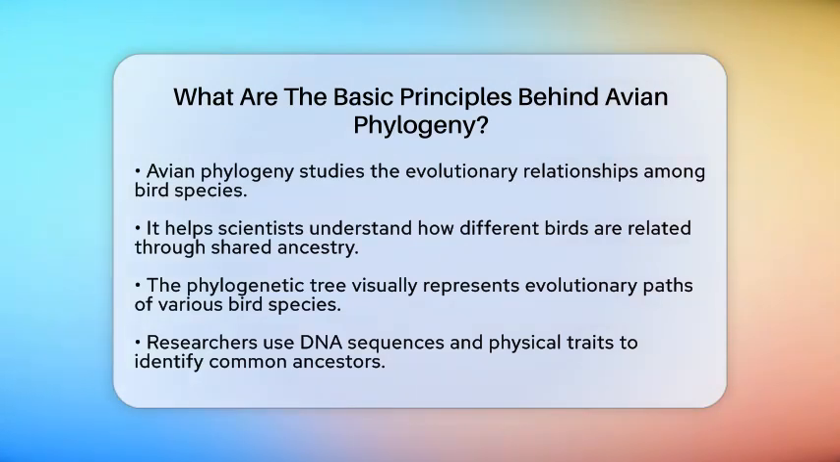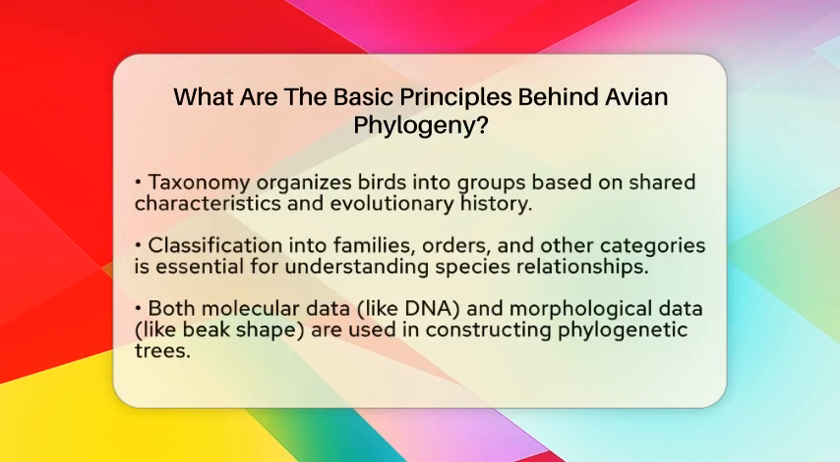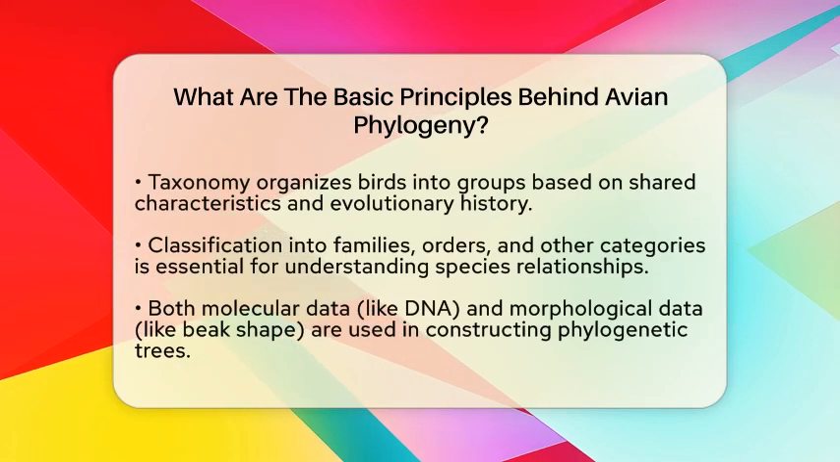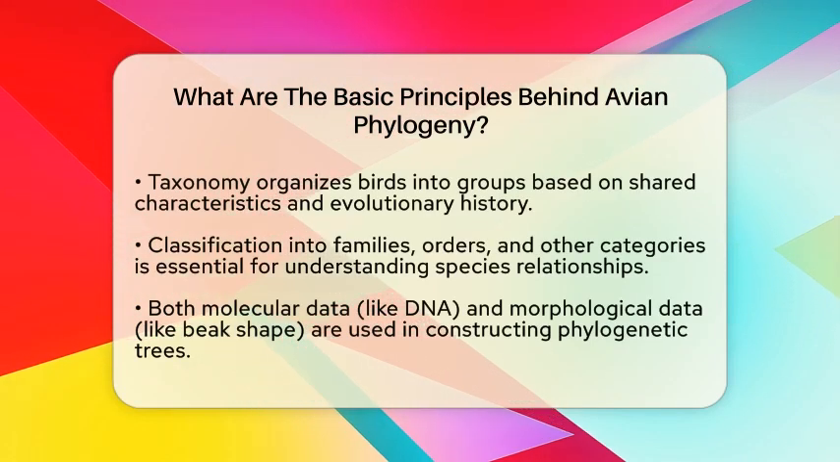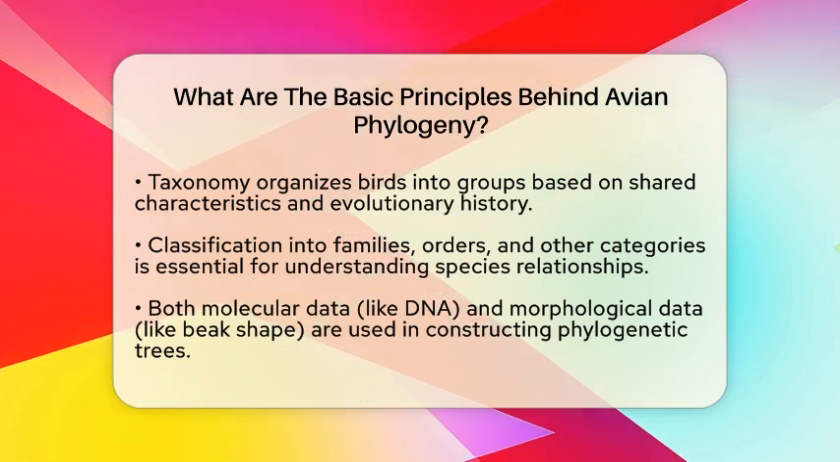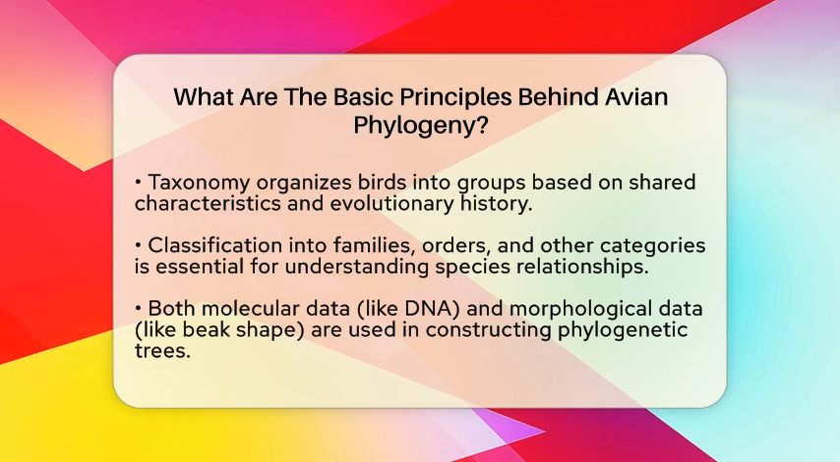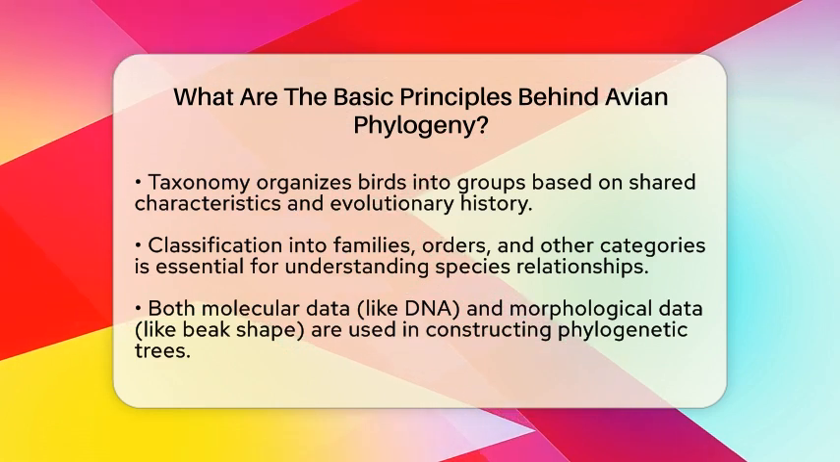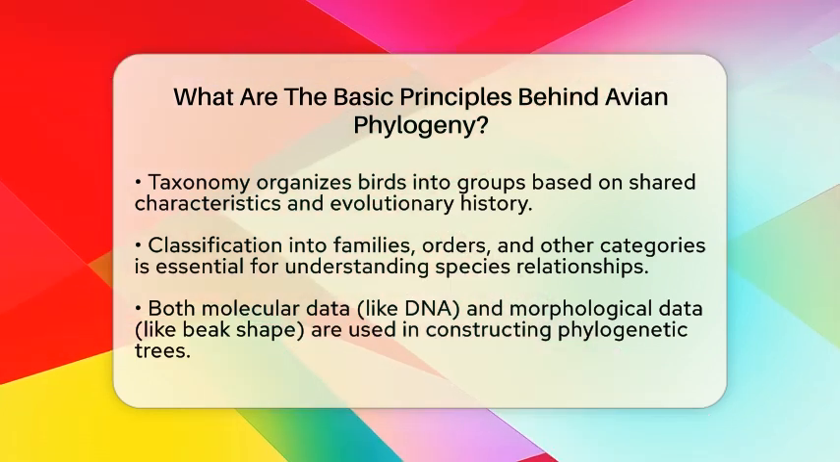Taxonomy plays a key role in organizing birds into groups based on shared characteristics and evolutionary history. In avian phylogeny, taxonomy helps classify birds into families, orders, and other categories. This classification is essential for understanding the relationships among species.